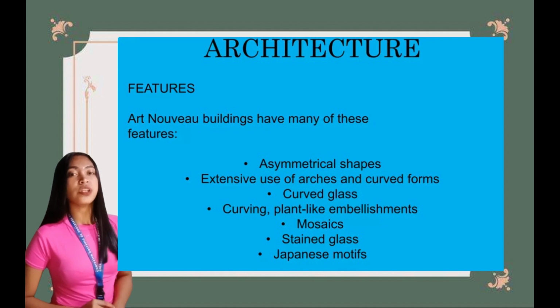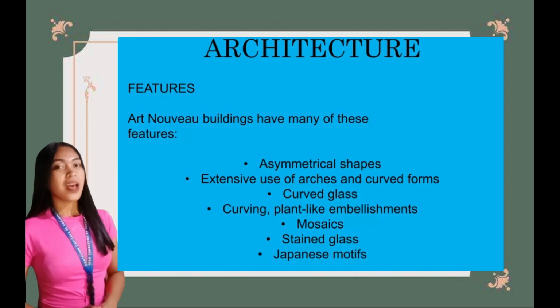In architecture, buildings showed many features of Art Nouveau, such as the use of asymmetrical shapes, extensive use of arcs and curved forms, curved glass, curving plant-like embellishments, mosaics, stained glass, and Japanese motifs. So now, let us explore the various famous architects and their architectures around the world.